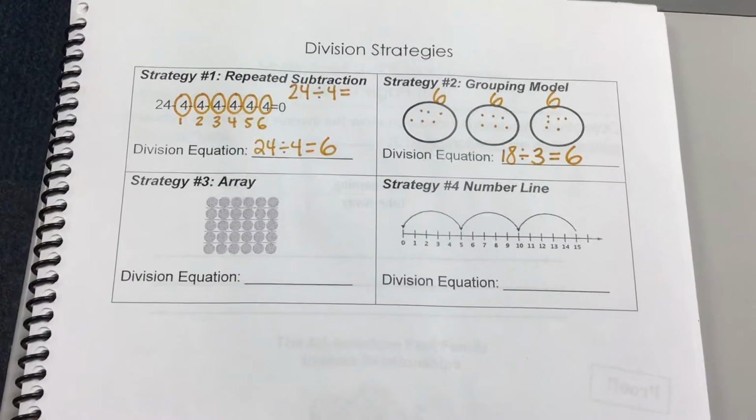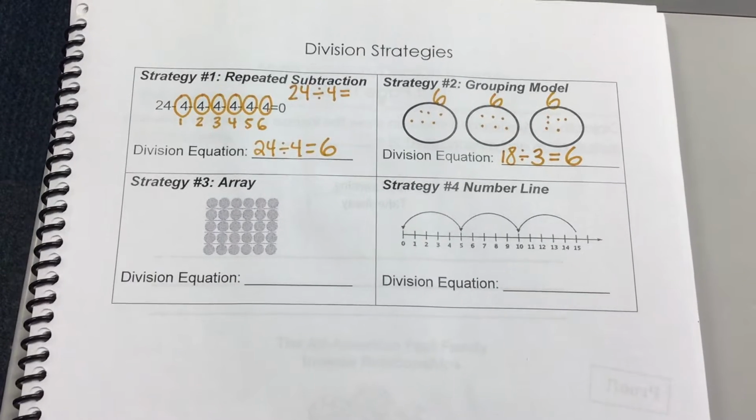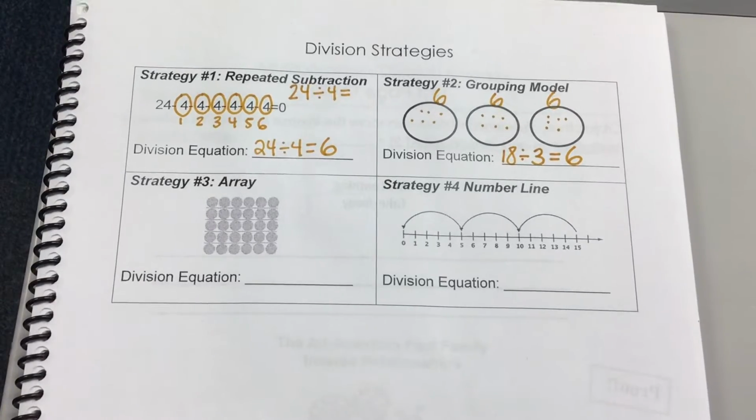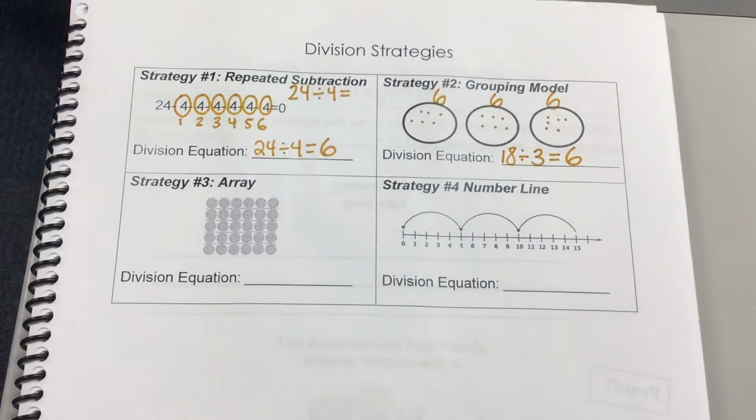5 times 6 equals 30. Then there's 5 in each. There's 6 times 5.